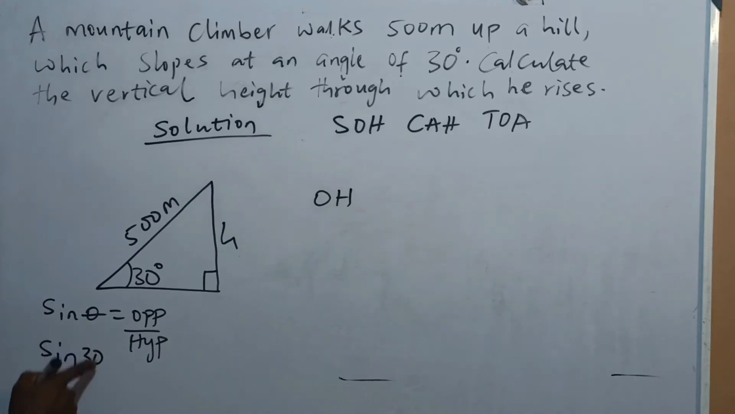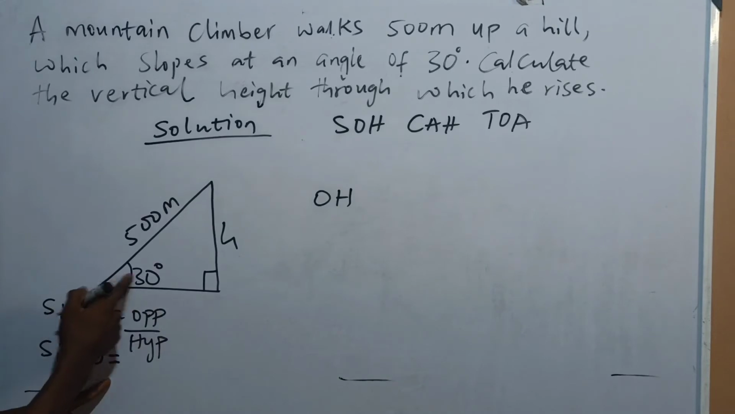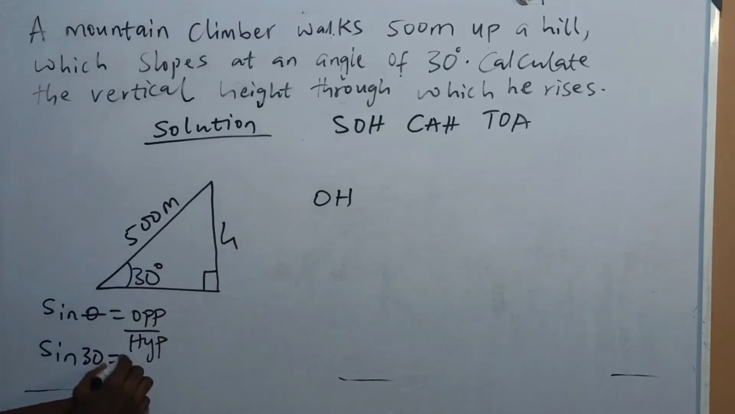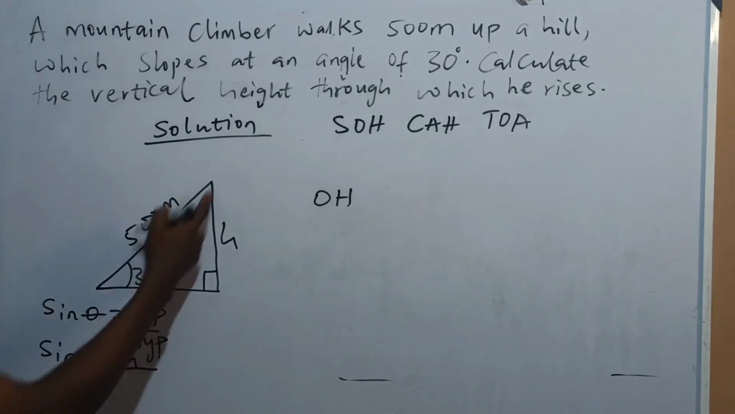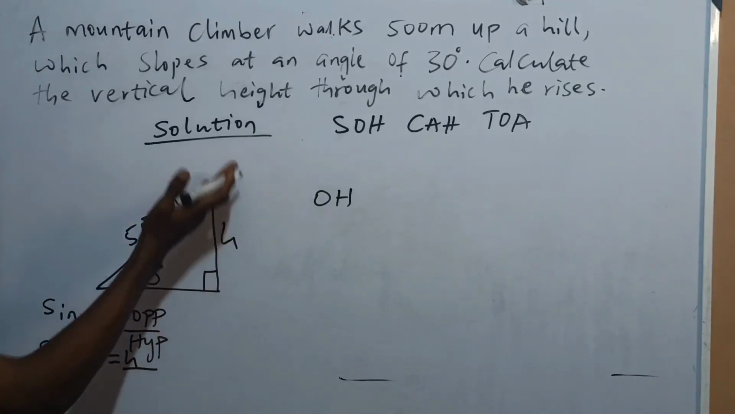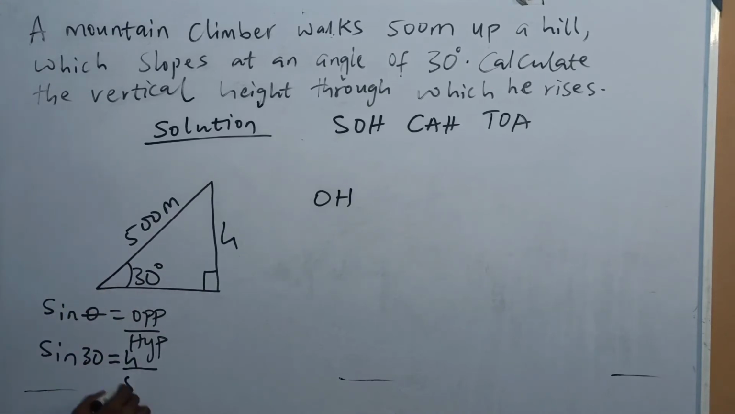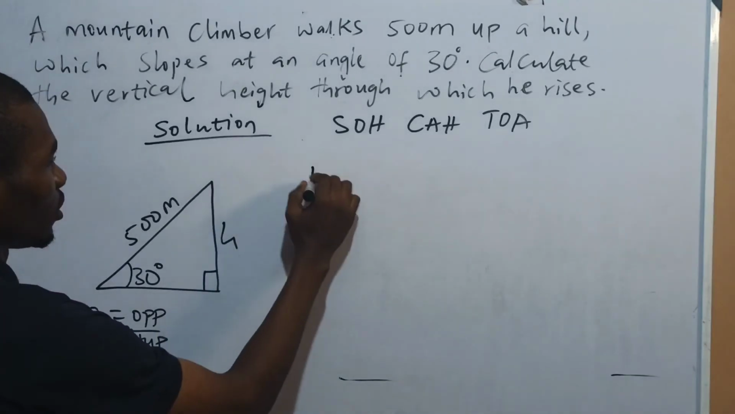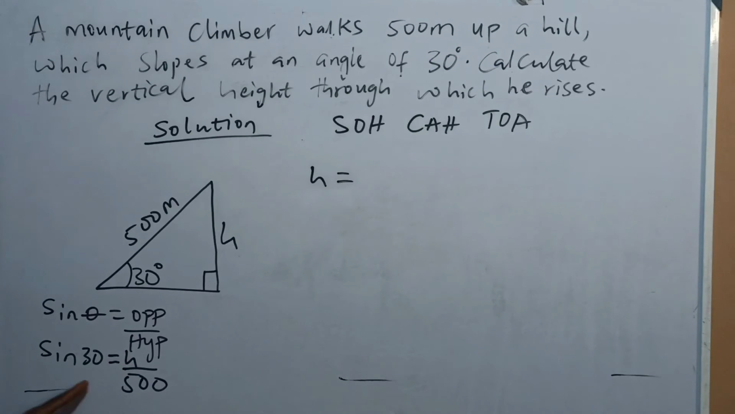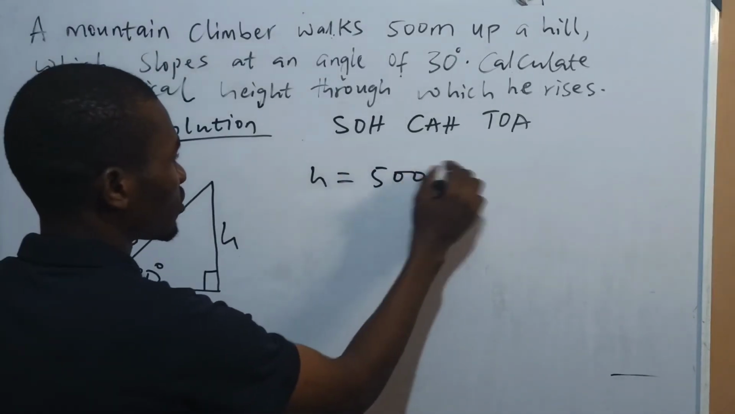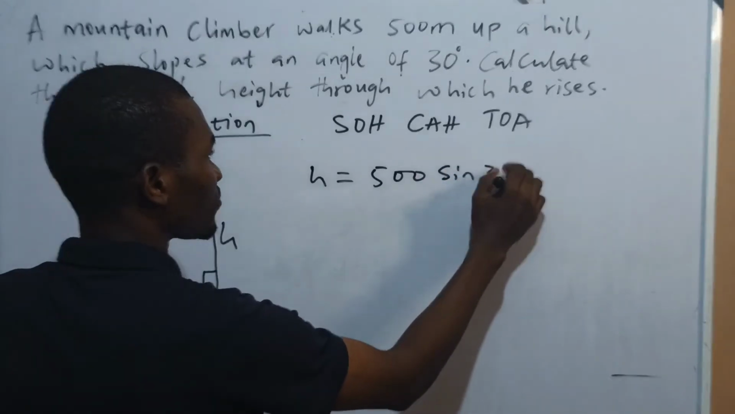We substitute theta for 30 degrees, which is equal to, what is our opposite? Our opposite is where this 30 degrees is facing directly, which is h, our height, all over our hypotenuse, which is the longest side of the triangle or the slanty side of the triangle, which is 500 meters. Then when we cross multiply, we have that h is equal to 500 multiplied by sine 30, which is 500 sine 30.